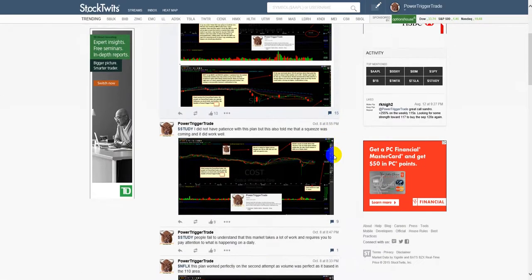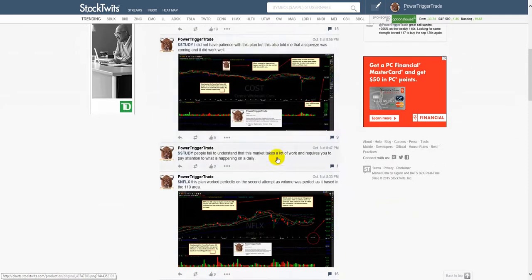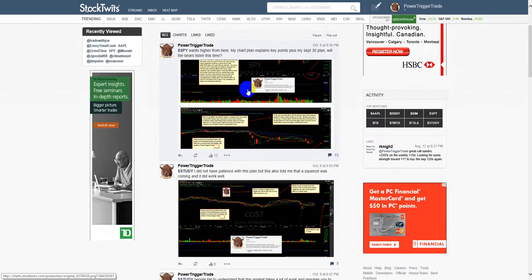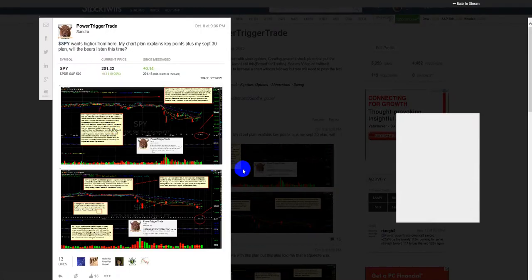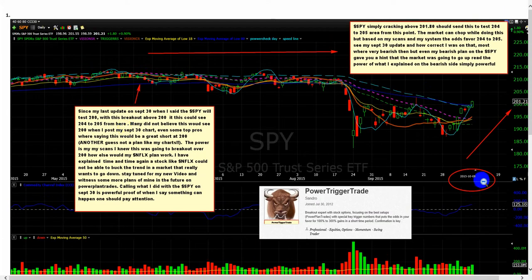So let's take a look at some ideas I had. Now, Netflix here. I also made an update on the SPY saying that if we simply crack above 2180, we should test the 204, 205 area. And the reason I'm saying that is based on Netflix and a lot of other things I'm seeing in my scans, that there's a lot of power and the market wants higher.